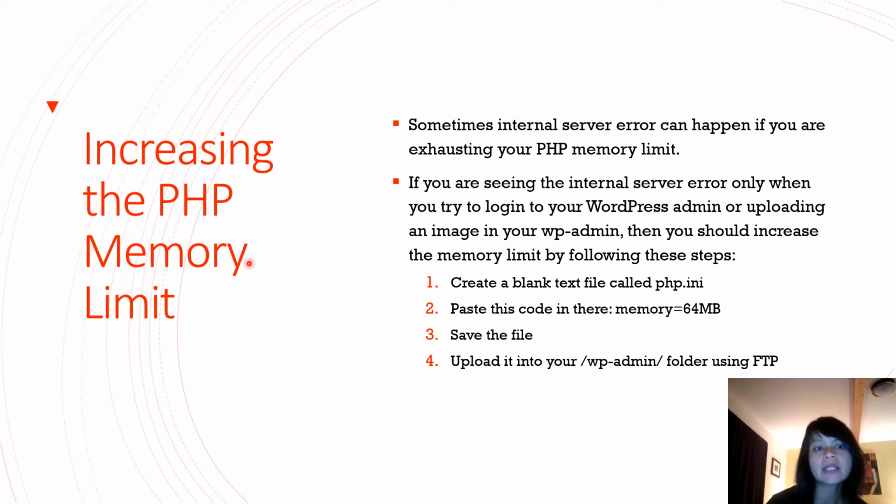You can increase the PHP memory limit. Sometimes the internal server error can happen if you're exhausting your PHP memory limit. So if you're seeing the internal server error only when you try to log into your WordPress admin or upload an image in your WordPress admin, then you should increase the memory limit by following these steps. You can create a blank text file called php.ini and paste this code in there, memory equals 64 megabytes. Save the file and upload it into your WordPress admin folder using FTP, your client, or your cPanel.